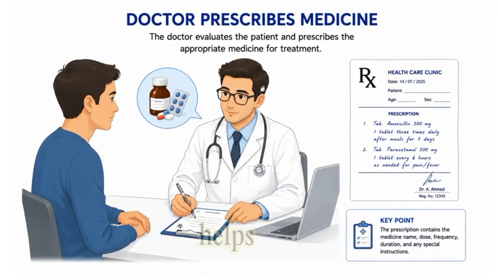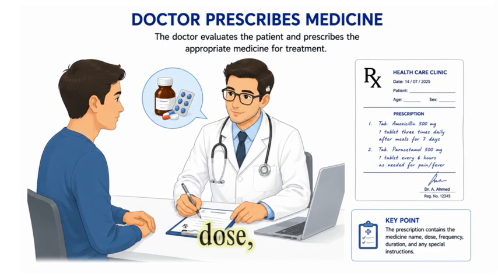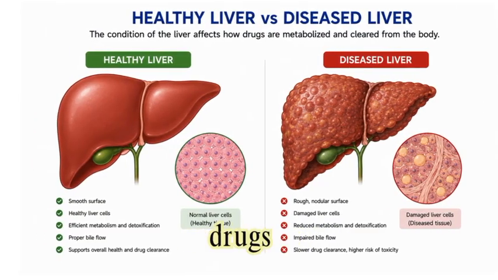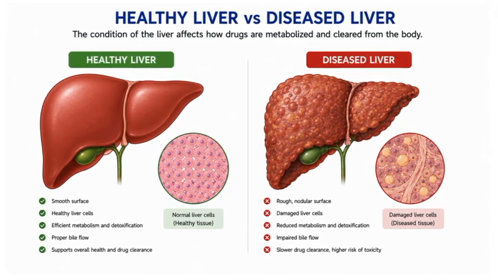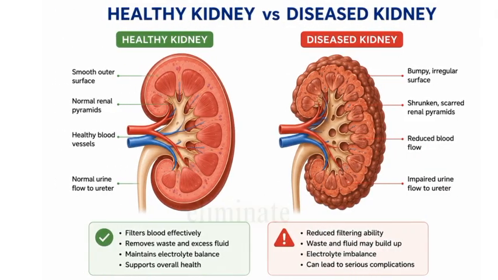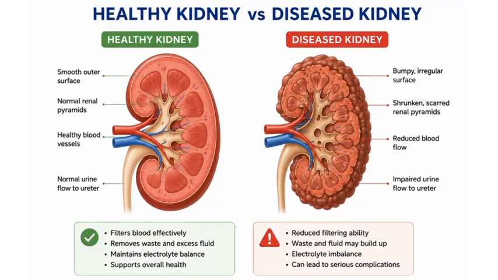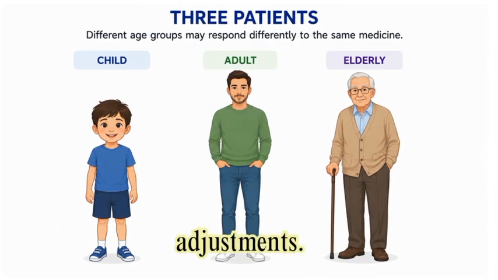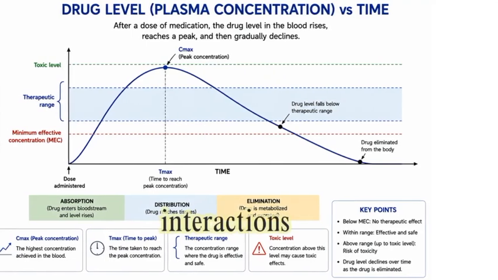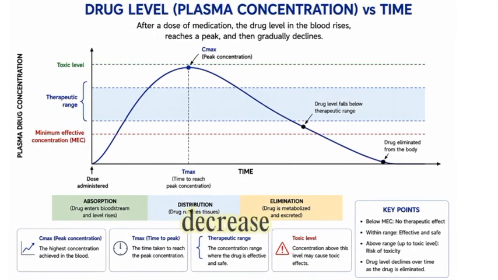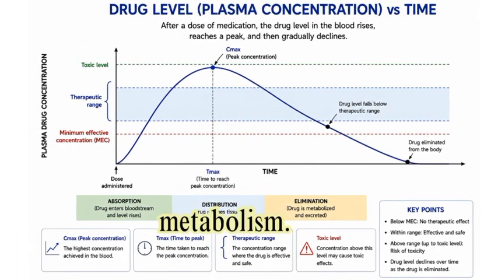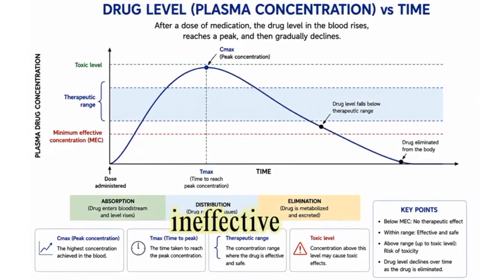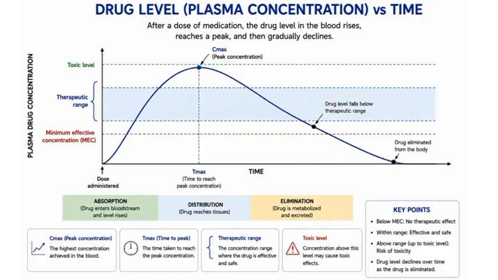Understanding pharmacokinetics helps doctors prescribe the correct dose. A patient with liver disease may metabolize drugs more slowly. A patient with kidney disease may eliminate drugs more slowly. Children and elderly patients often require dose adjustments. Drug interactions may increase or decrease drug metabolism. Without understanding pharmacokinetics, medicines may become ineffective or even dangerous.